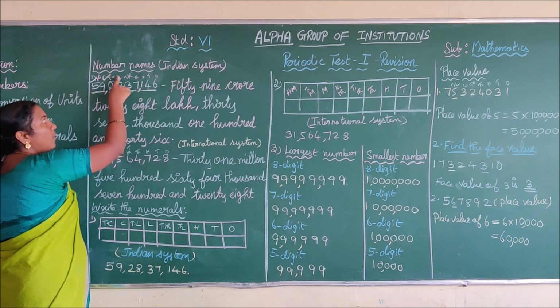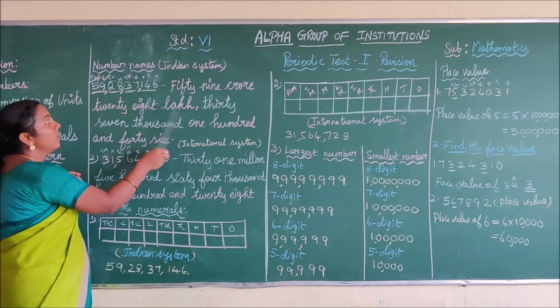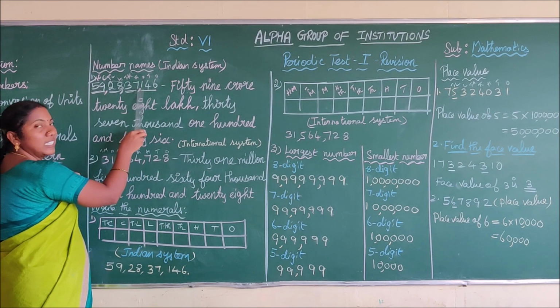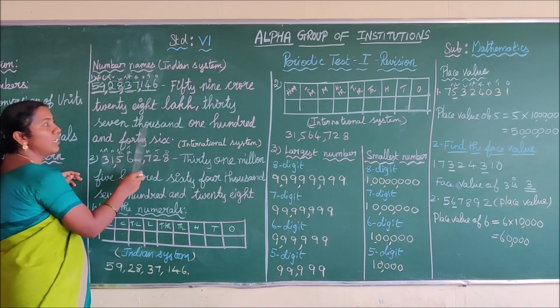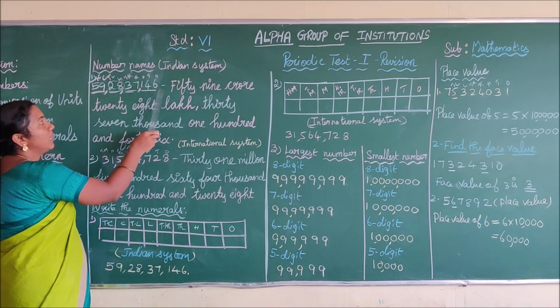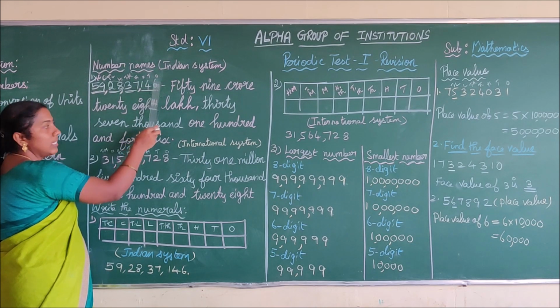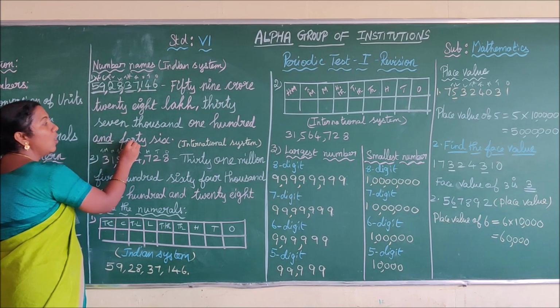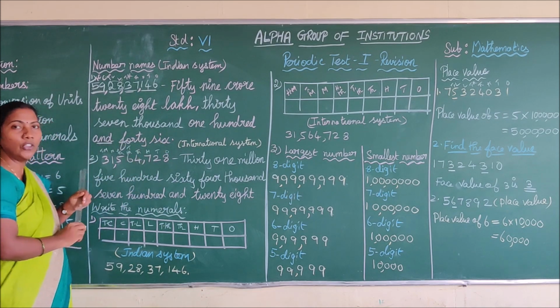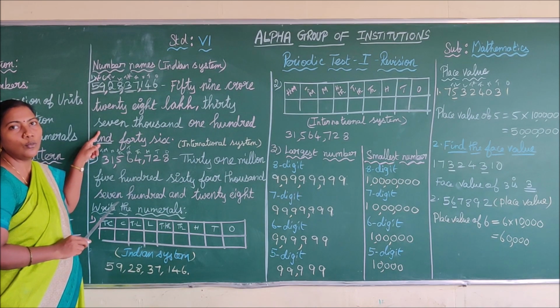What is the place value of 8? Lakh. So 28 lakh. Do you understand? What is the next period of number? 37. What is the place value of 7? Thousands. So 37,000. What is the next period of number? 146. That is 146, so you write one hundred forty-six. This is the way you have to write the number name by using the Indian system of numeration.